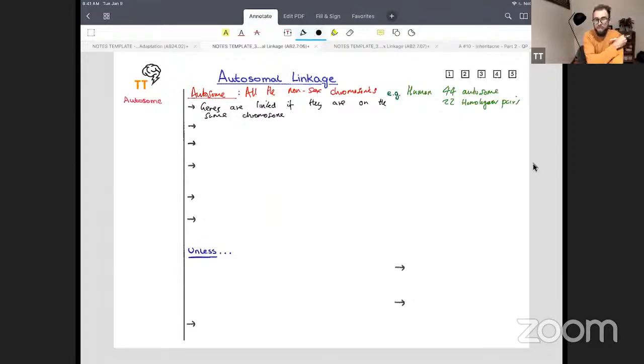So it's a pretty simple concept: if they're on the same chromosome. Obviously, that could be a sex chromosome, but the sex chromosomes behave a bit differently because the Y chromosome is so much smaller than the X chromosome. We'll come on to sex linkage afterwards.